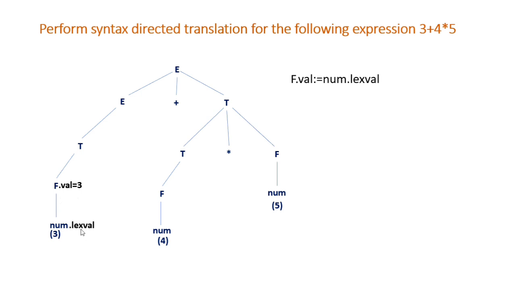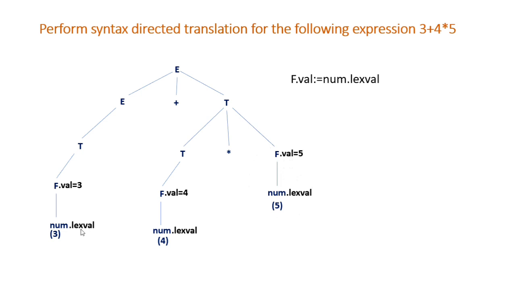Now we take up the second tree here. This tree is getting evaluated. Now number is equal to 4. So we apply the same production f.val = num.lexval. Now number.lexval results in f.val = 4. Now we take up the third tree here, F tends to num. Again number is equal to 5. Now this number 5 will be stored in f.val. We take up the same production, so f.val = 5.